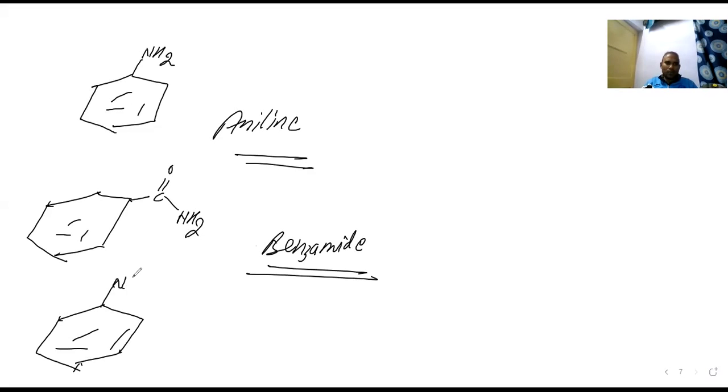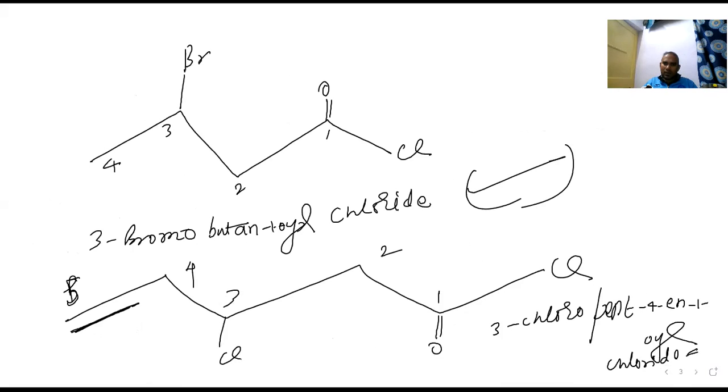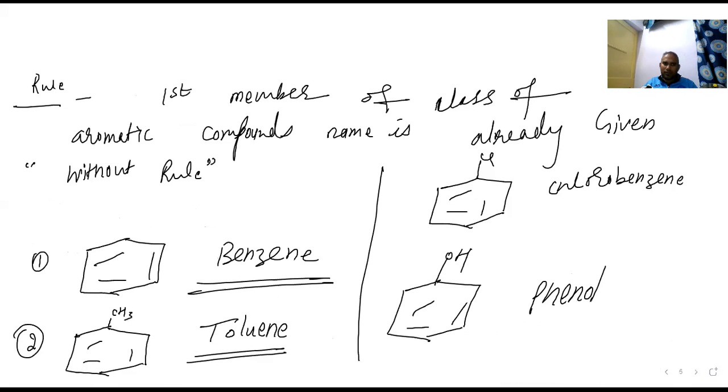If NO2 is there, then that is nitrobenzene. So that is how many we wrote here. You see, the first one is benzene, then toluene, then the third is chlorobenzene, then the fourth is phenol, right?